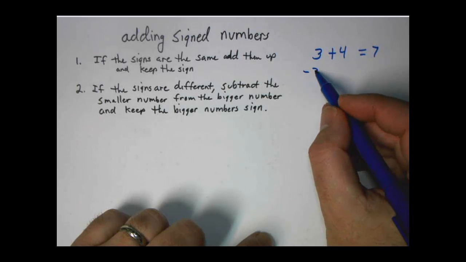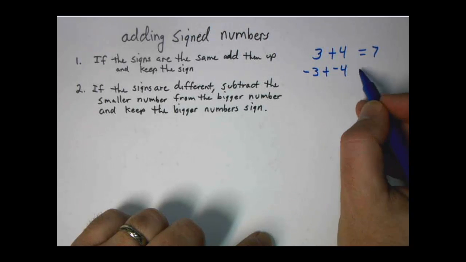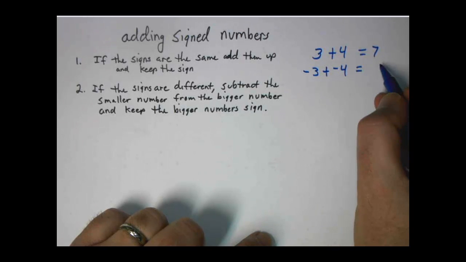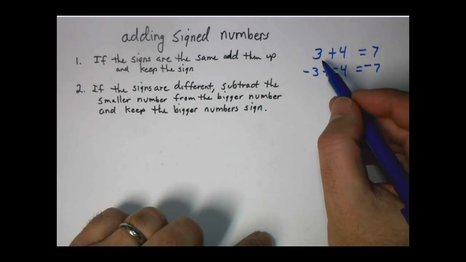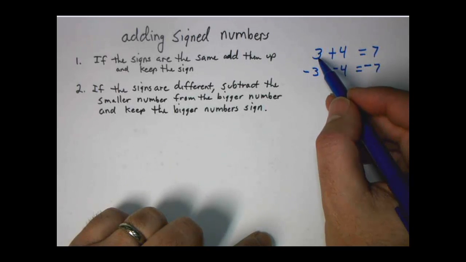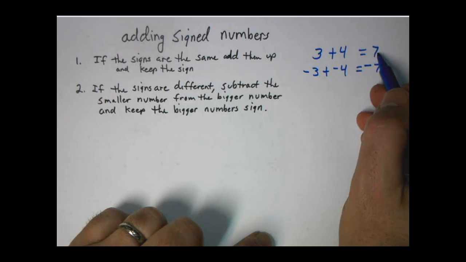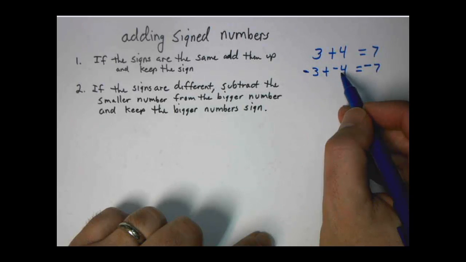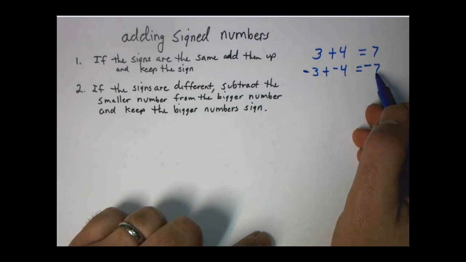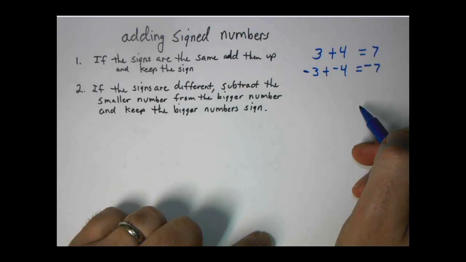Say we have negative 3 plus negative 4. Signs are the same. We simply add them up. 3 and 4 is 7, and we keep the sign. It's like thinking in terms of money, as I mentioned in the last section. We have $3 and $4, we have $7. And negative is kind of like owing. So we owe 3, we owe 4, we owe 7. It makes sense when you use that money adage.